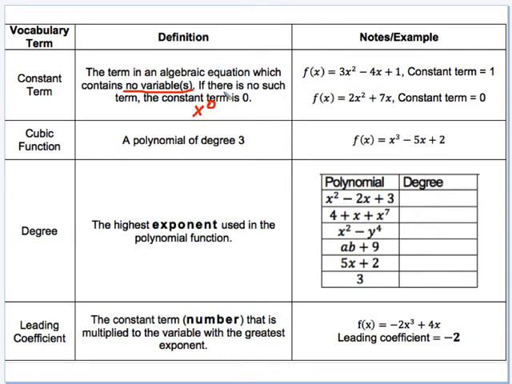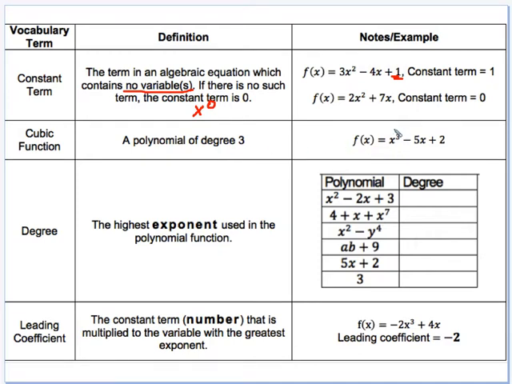So there's no variables. If there is no such term, the constant term is 0. Okay, here's two examples. This one, the exponent is 2, the exponent is 1 here, and this one is your constant term. Now notice this one, you do not have a +1 or +2 or plus anything else, so your constant term is 0.